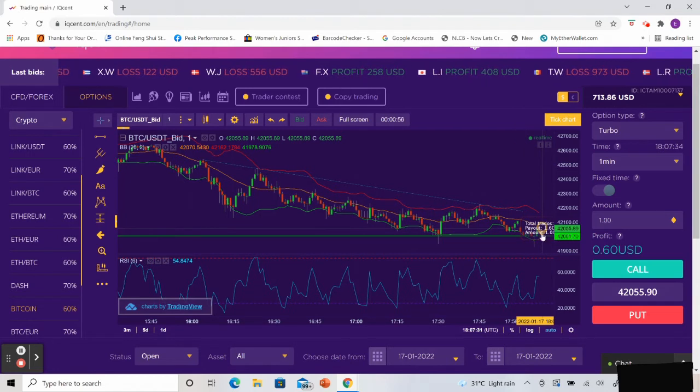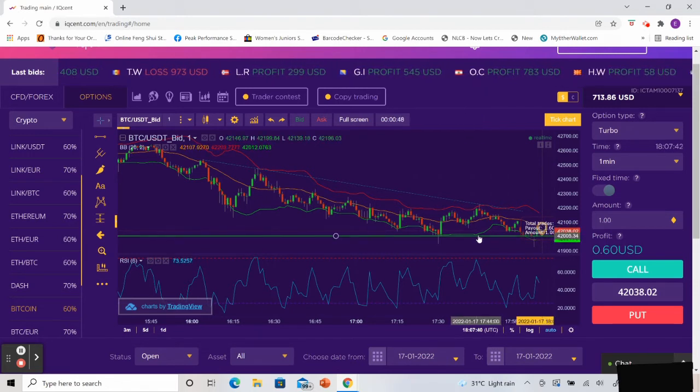All right, so there you have it. This was a successful trade. So I got back my $1 and I got 60 cents, all right, my 60%. So it did go up. My technical analysis did work.